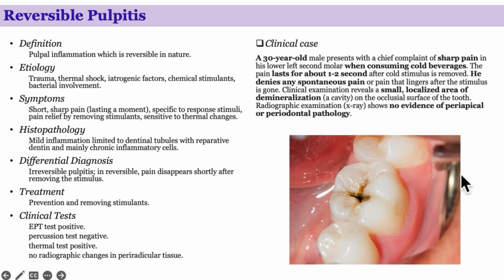Our clinical case: a 30-year-old male presents with sharp pain when consuming a cold beverage, lasting about 1-2 seconds after removing the stimulus. He denies any spontaneous pain, and in the clinical examination we can see a small localized area of demineralization and a cavity on the occlusal surface. Radiographic examination shows no evidence of periapical or periodontal pathologies.